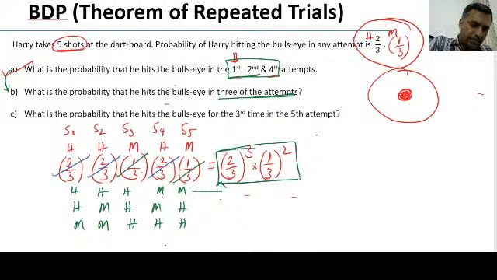This will be the answer, because you would have written 2 by 3 in different places. Here you would have written 2 by 3, this is 2 by 3, this is 2 by 3, this is 2 by 3, and these 2 are 1 by 3. So therefore 2 by 3 whole cube, that's what you have, and 1 by 3 whole square, that's what you will get.